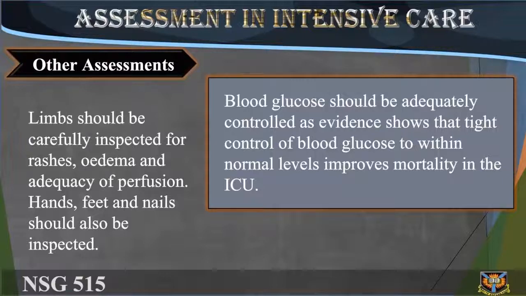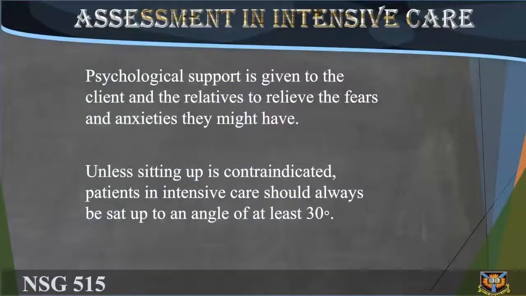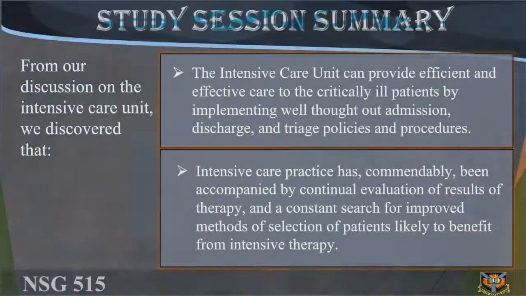Thromboembolism should be prevented by ensuring frequent turning, mobilization, graded compression stockings, and anticoagulant therapy where appropriate. Client's medication should be reviewed and signs of adverse reaction should be watched out for. Psychological support is given to the clients and the relatives to relieve the fears and anxieties that they might have. Unless sitting up is contraindicated, patients in intensive care should always be sat up to an angle of at least 30 degrees.